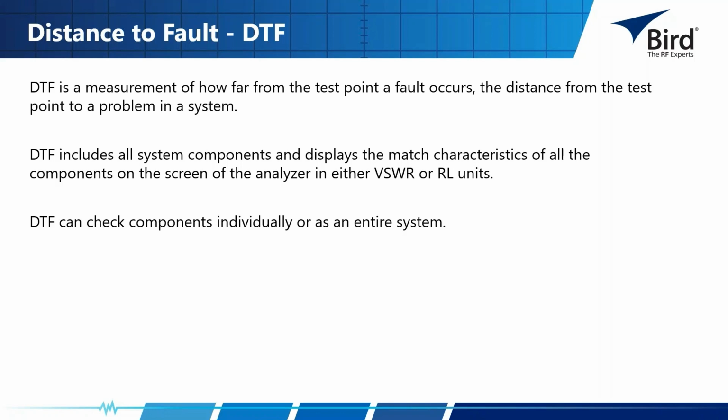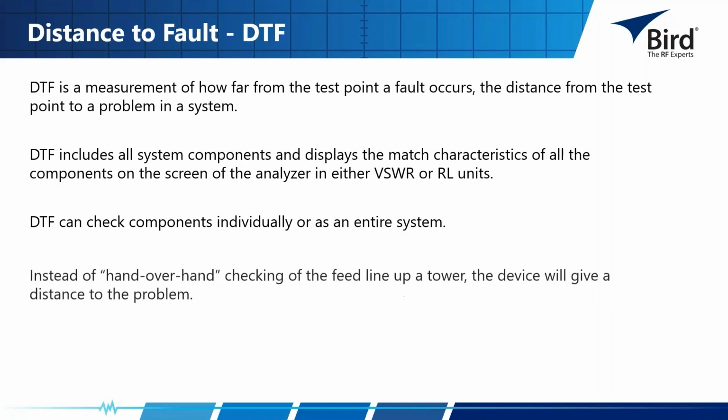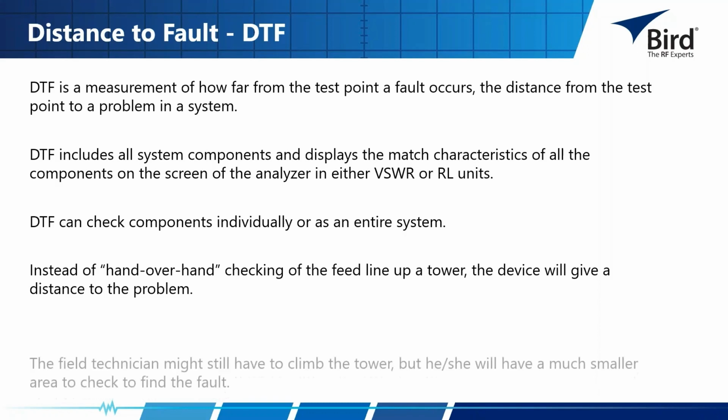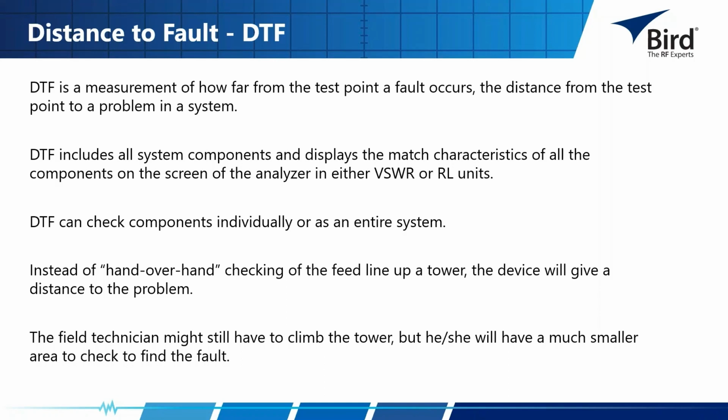Thereby, when you check components individually before you haul, if you're going to replace an antenna at the top of a tower, you can actually sweep an antenna down on the ground to make sure that it passes before you go through all the trouble of dragging it up a tower, connecting it up, and then finding out it's a bad antenna. In distance to fault, instead of hand over hand checking of the feed line up a tower, this device will give a distance to the problem. The field technician might still have to climb the tower, but he or she will have a much smaller area to check to find the fault.